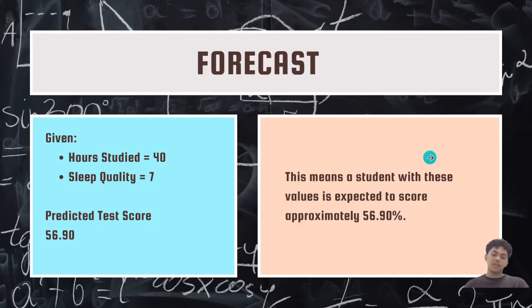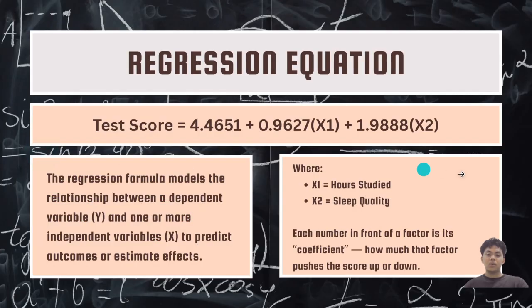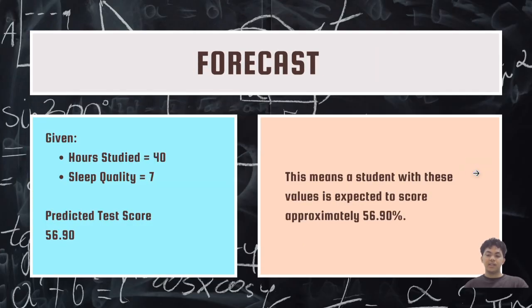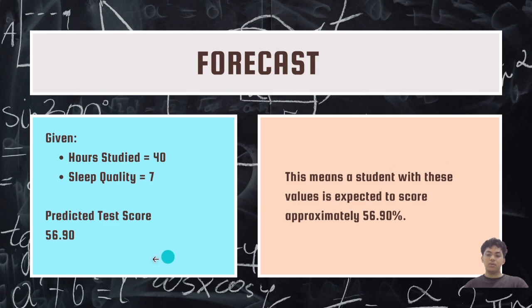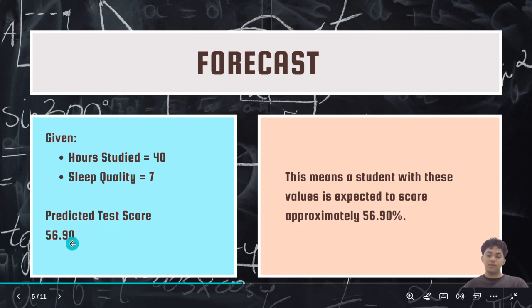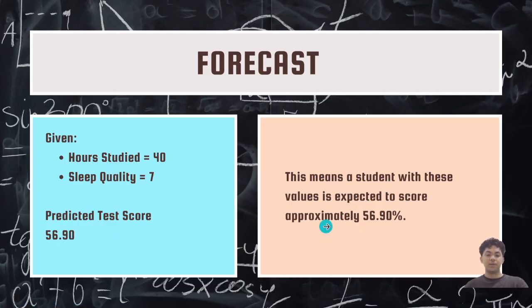So the forecast. An example of this is to predict a test score. The given is hours studied is 30 and sleep quality is 7. Using the formula, we can get the predicted test score. Just change the x1 to 40 and the x2 to 7 to get the predicted test score of 56.90. This means a student with these values is expected to score approximately 56.90%.